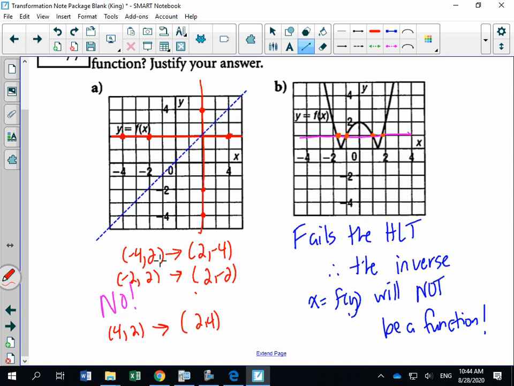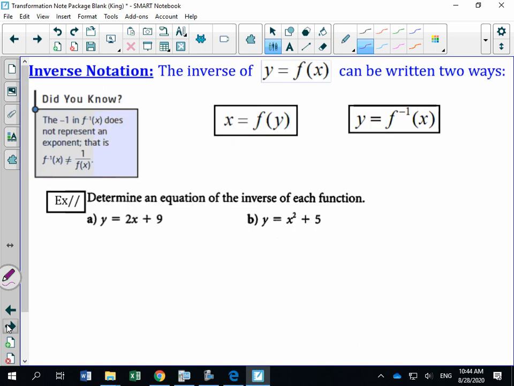So there. And again, these points are reflections of each other in the line y is equal to x. Right? These are exact reflections of each other. So again, the inverse of both of these functions would not be functions. They would be relations, right? The inverses of each of these would fail the vertical line test because the original functions fail the horizontal line test. Okay.